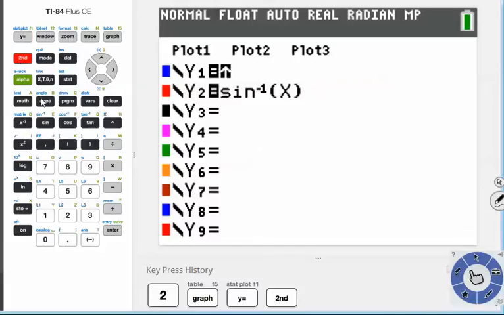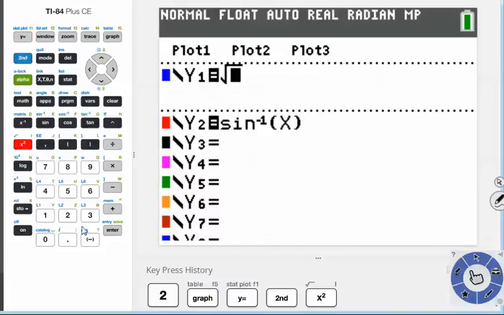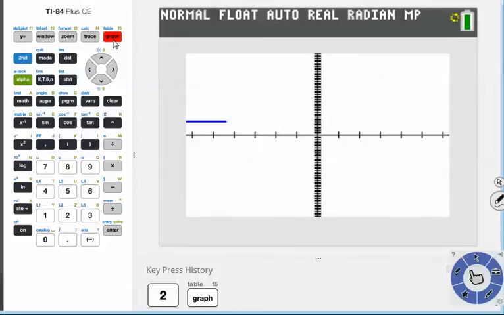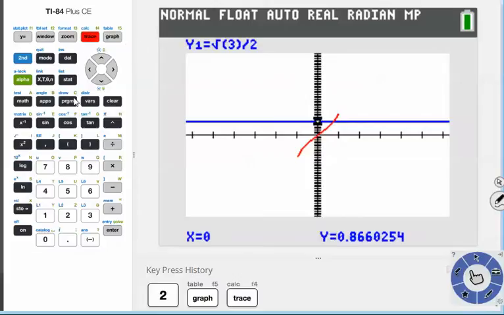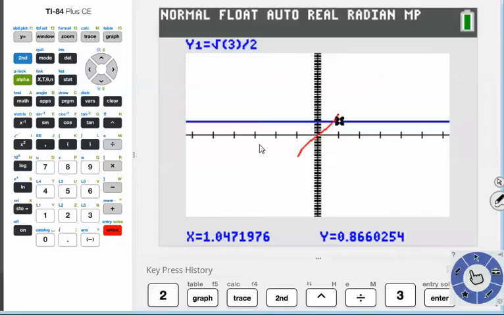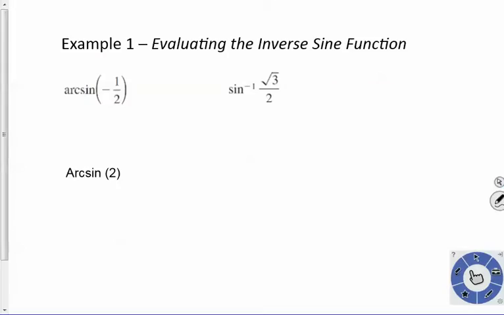And then we had the other one, radical 3 over 2. If you look at the graph, where is the arc sine equal to radical 3 over 2? Well, we already know on our unit circle that it's at pi over 3, but here, if I go to trace and punch in pi over 3 and hit enter, you'll see you're pretty much right there. Okay, so it's like right here. Pretty easy, makes sense. Arc sine does not work of 2 because it is outside of our domain.